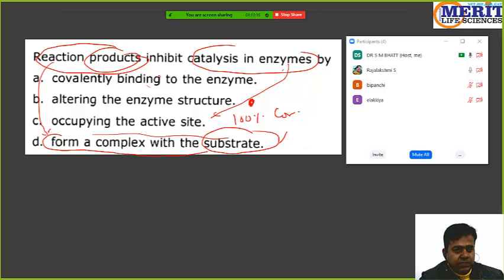Okay, sir, fine. So if the active site is blocked, the enzyme cannot catalyze. They are talking about the inhibition. Simply, sir, understood.